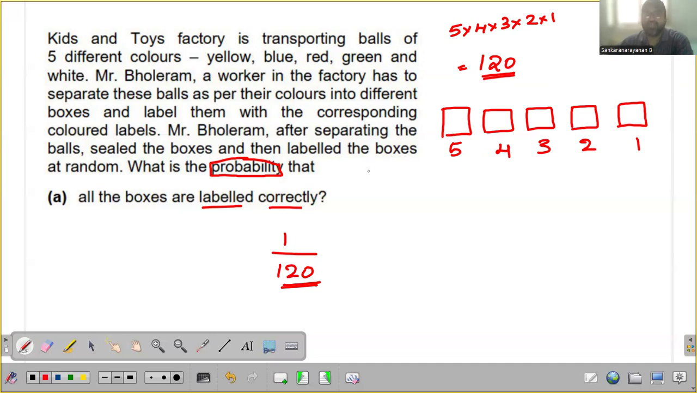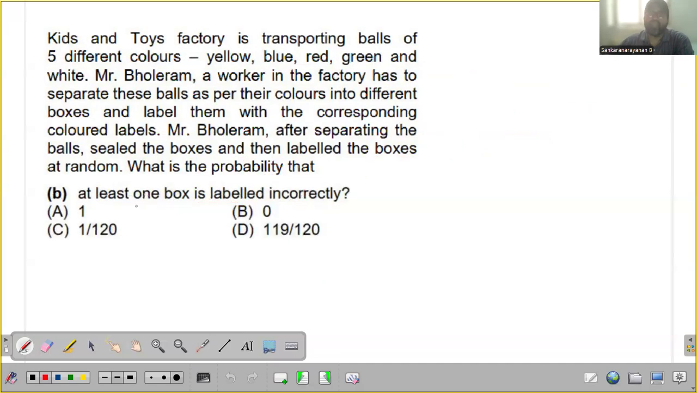In the same way, at least one box is labeled incorrectly. So this is all like playing with words. The probability that at least one box is labeled incorrectly. So what I am going to do here is, first I will find out the probability that none of the boxes is labeled incorrectly.